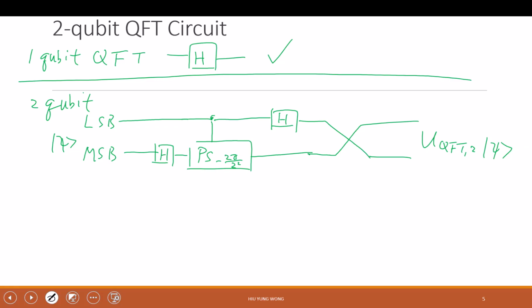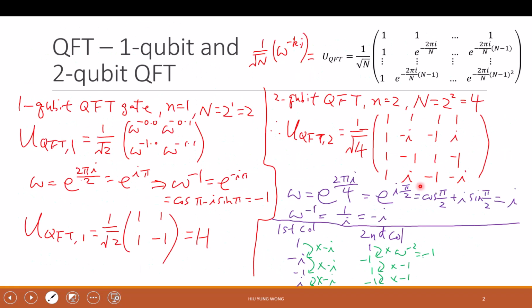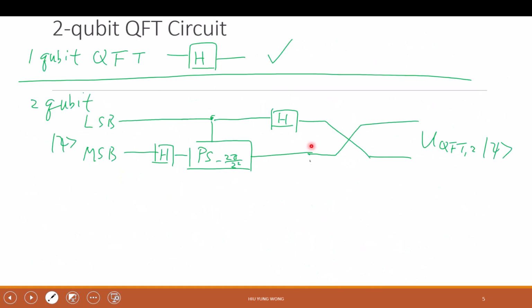Is this okay? First, do you understand what we're doing? I'm trying to draw a circuit to implement the 2-qubit QFT, which is this one. I want to implement this matrix. And I tell you that this is how you implement it. First, both of them will get a Hadamard gate, and at the end, they will get a swap gate. But more importantly is this gate.